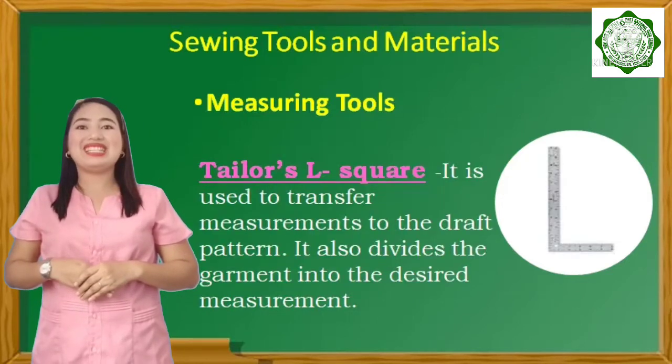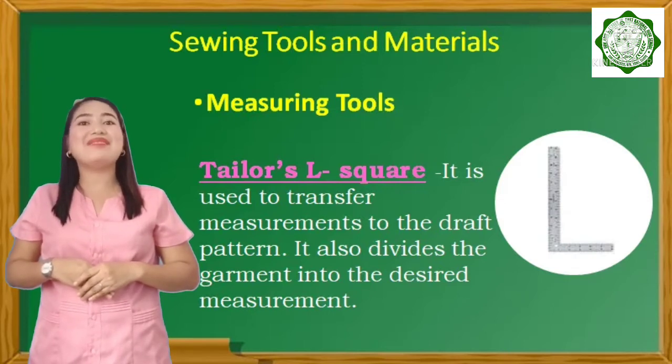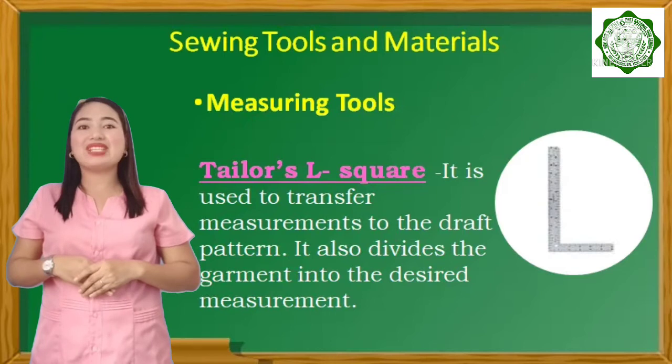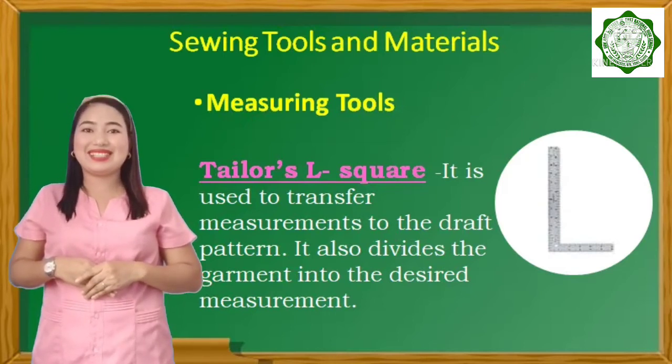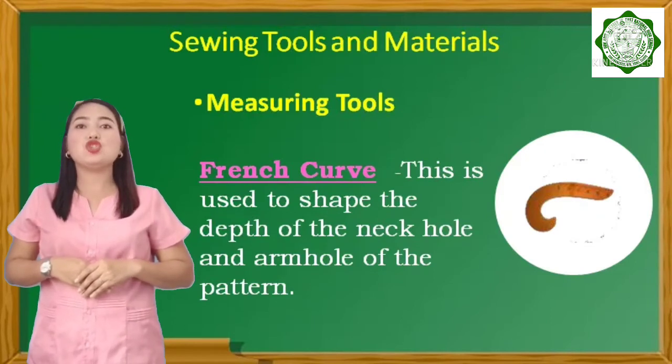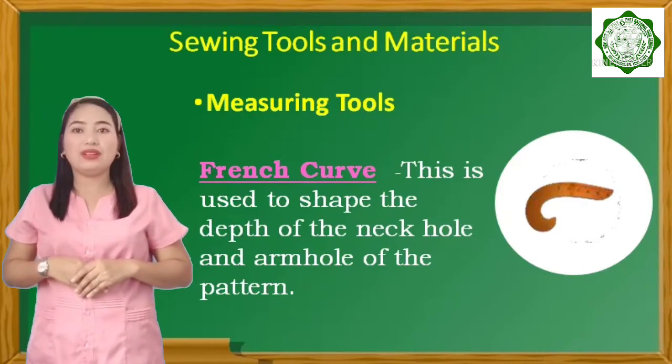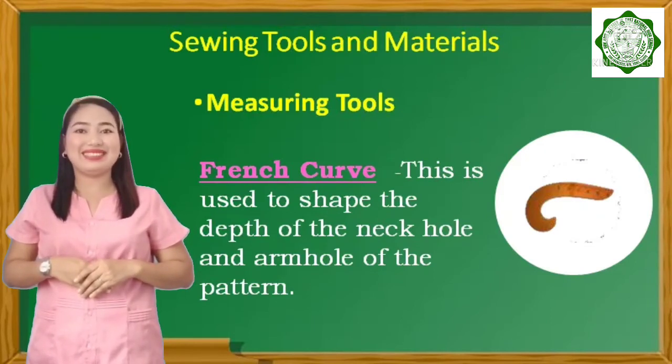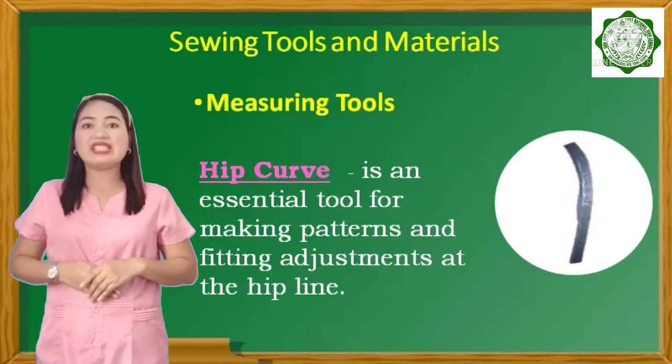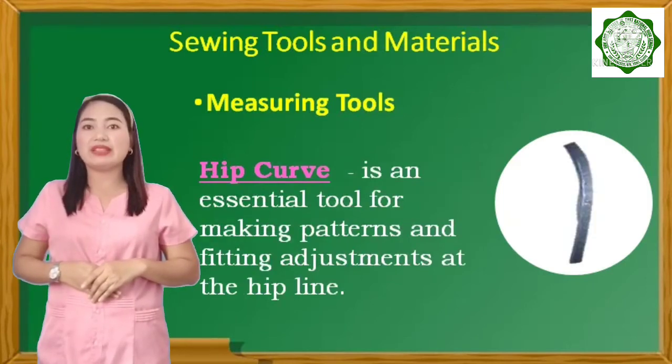Tailor's L square. It is used to transfer measurements to the draft pattern. It also divides the garment into the desired measurement. It has a perfect square and is useful for making straight lines and numbers. French curve. This is used to shape the depth of the neck hole and armhole of the pattern. Hip curve is an essential tool for making patterns and fitting adjustments at the hip line.